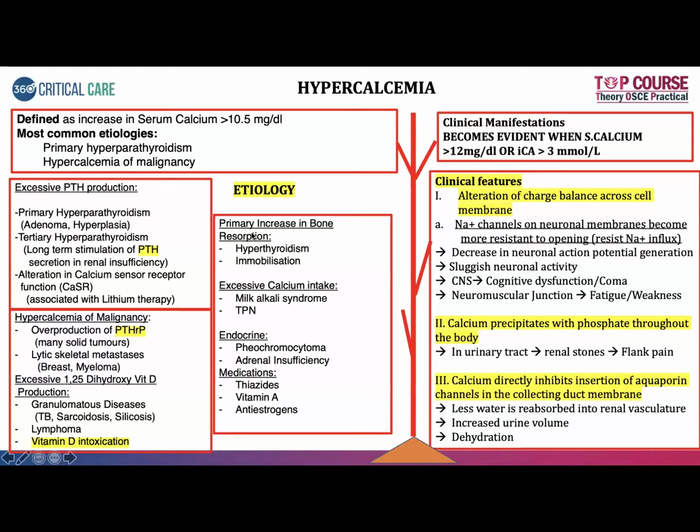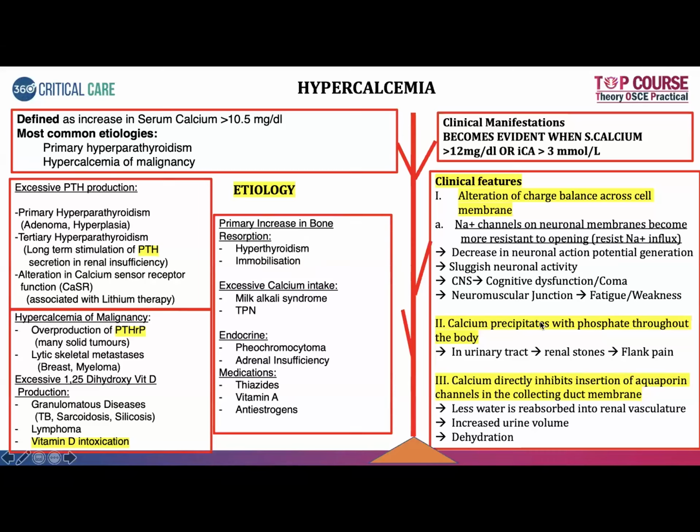Primary bone disease or bone resorption happens in hyperthyroidism and immobilization. Other causes are excessive intake of calcium, milk alkali syndrome, and TPN. Also remember that pheochromocytoma can result in hypercalcemia. And also medications: thiazides, vitamin A, anti-estrogens. So these are the etiological factors.